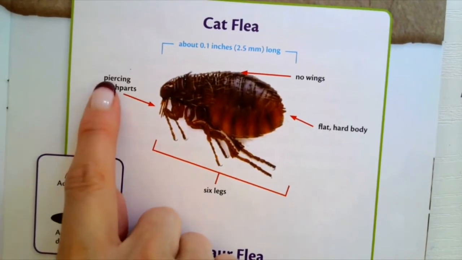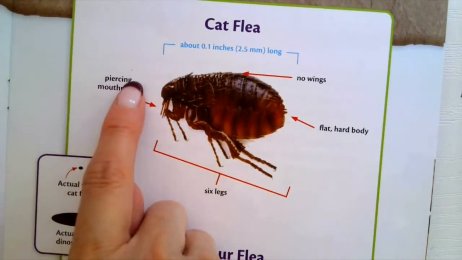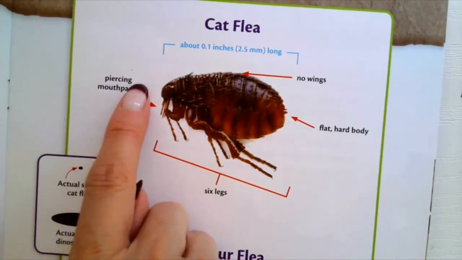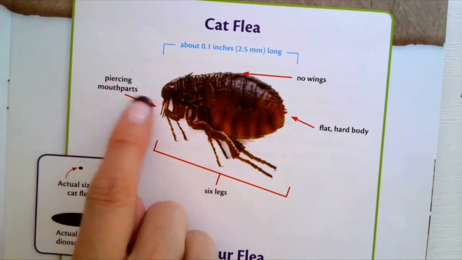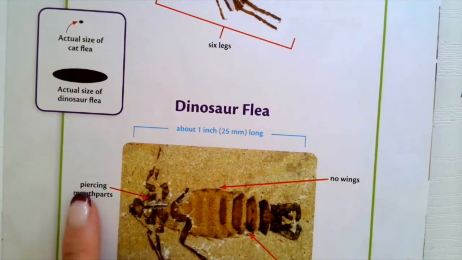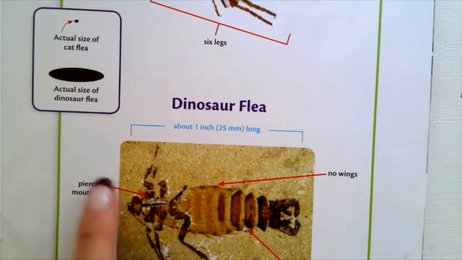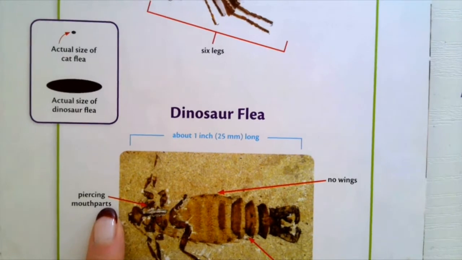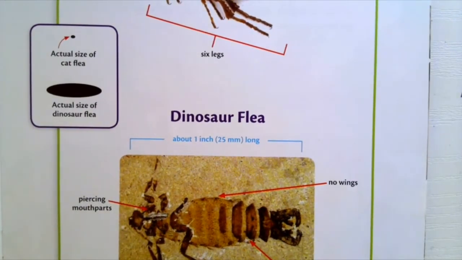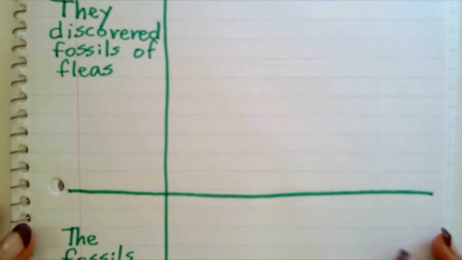I also notice it says there are piercing mouth parts. We talked about piercing means it punches a hole into something. Piercing mouth parts. The fossil also shows piercing mouth parts. So now we have two pieces of evidence to add to our tool.